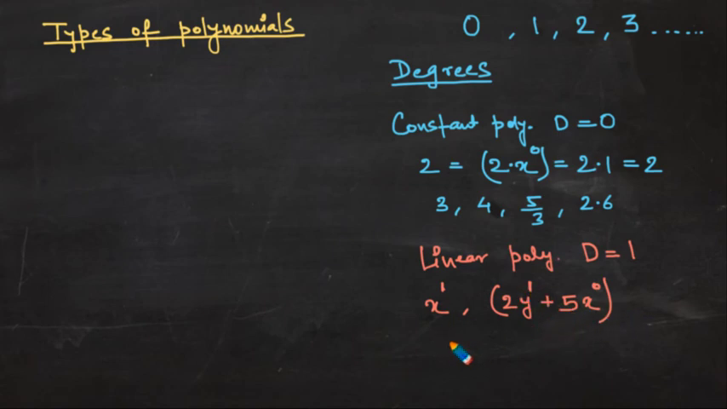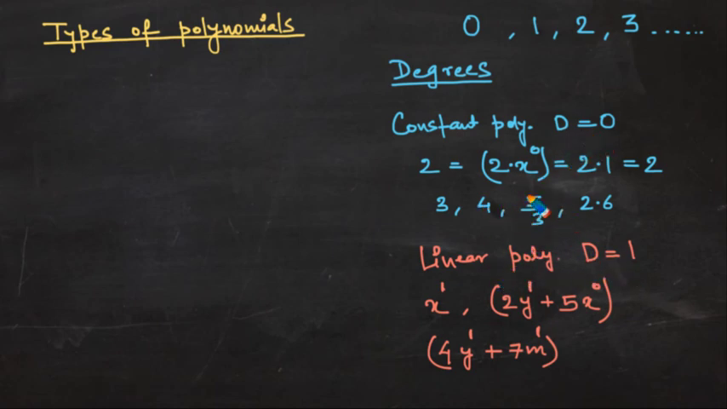Similarly, let's say that we have 4y plus 7m. This would again be a linear polynomial because the degree of this polynomial would be equal to 1. Here we have 1 and here we have 1. So basically we have equal powers of the variable. So the degree here is 1. Hence this would be a linear polynomial. So constant polynomial, degree is equal to 0. Linear polynomial, degree is equal to 1.